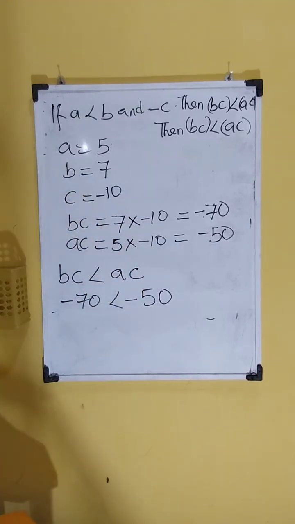So forget this big 70 that is here. Ordinarily, without the negative sign, 70 is greater than 50, but because of the negative, like the tutor explained earlier, 50 is greater than 70. Just as 0 is greater than -1, so -1 is greater than -2. That is why we have -70 is less than -50. Thank you so much, Memuna.